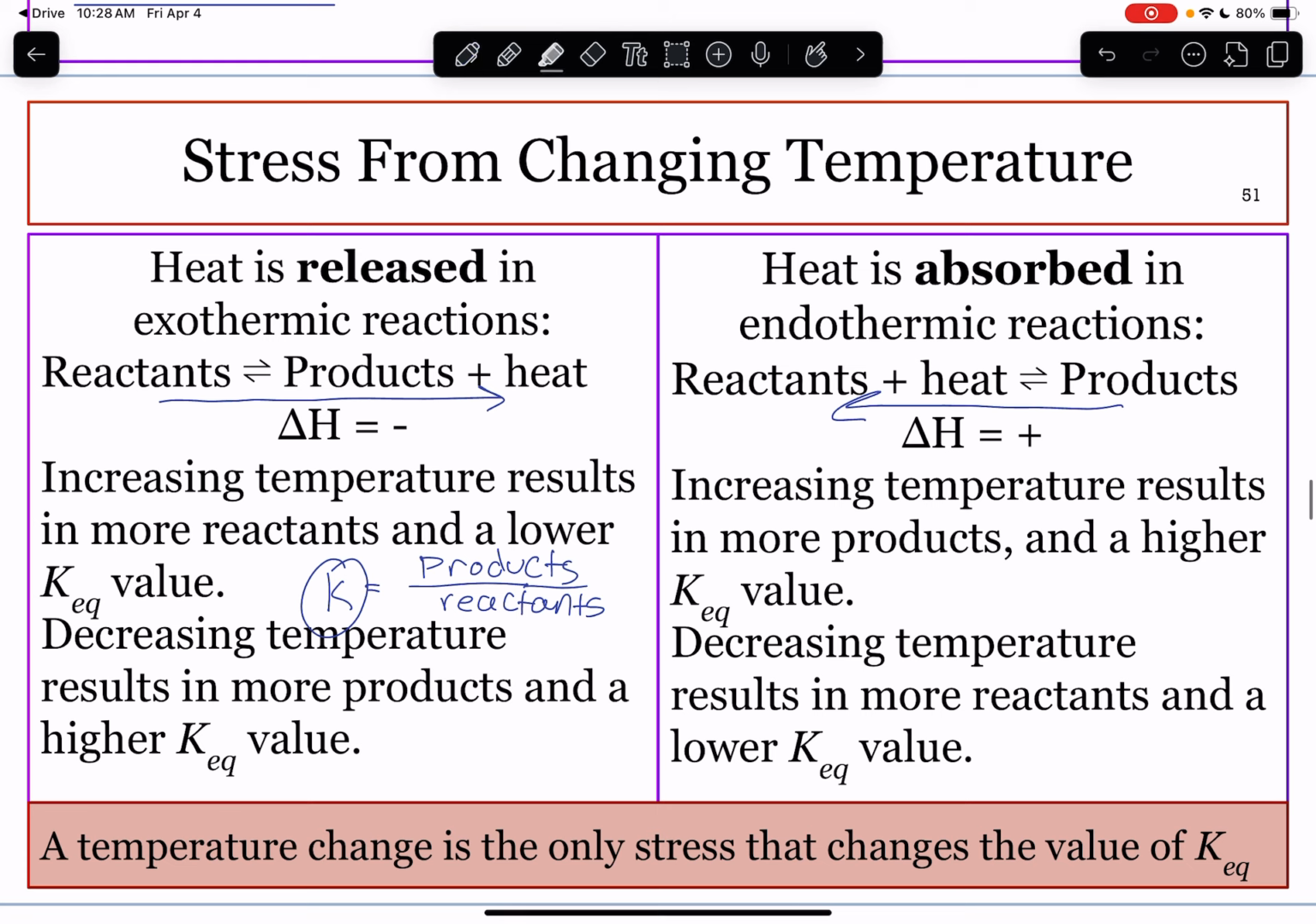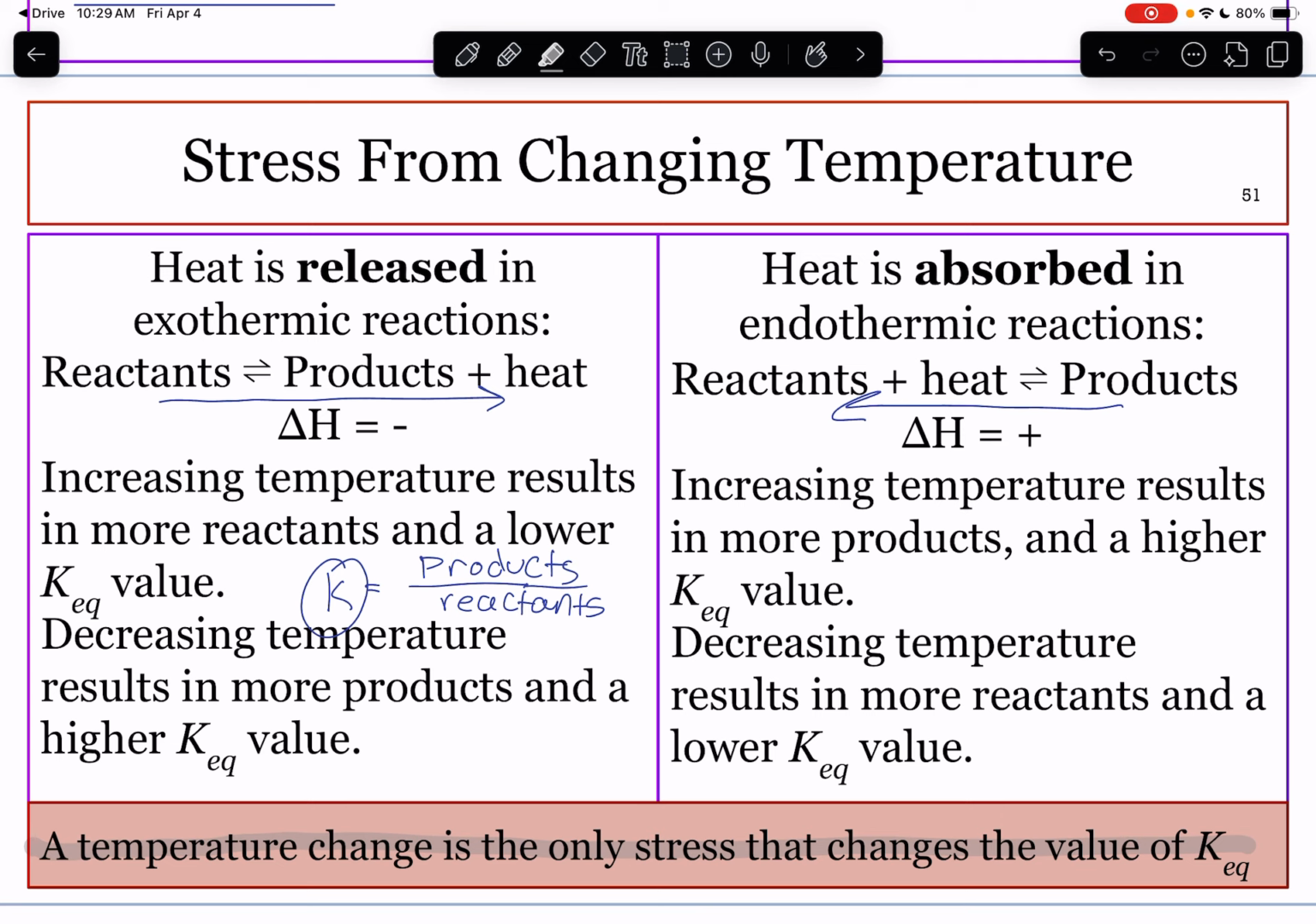Let's look at these words down here. A temperature change is the only stress or disturbance that changes the value of K. Changing pressure or changing the concentration changes the amounts that we have at equilibrium, but the ratio of products and reactants will still be the same. But only a change in temperature will change the value of K.